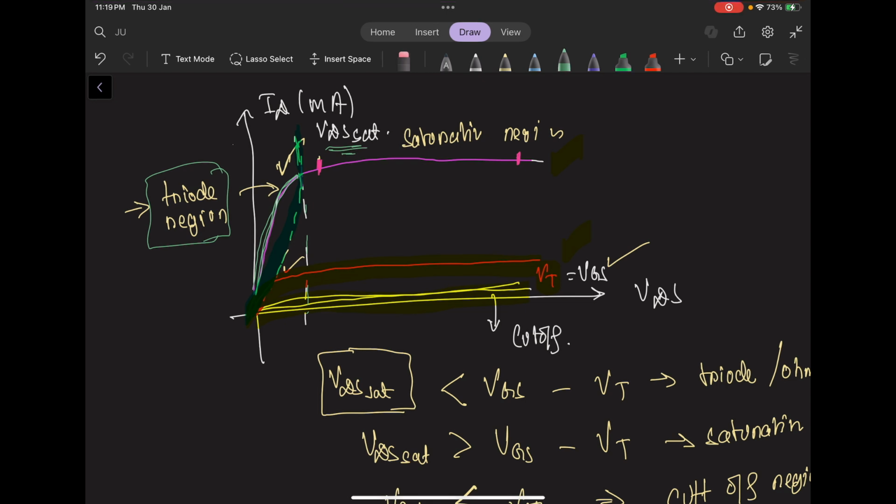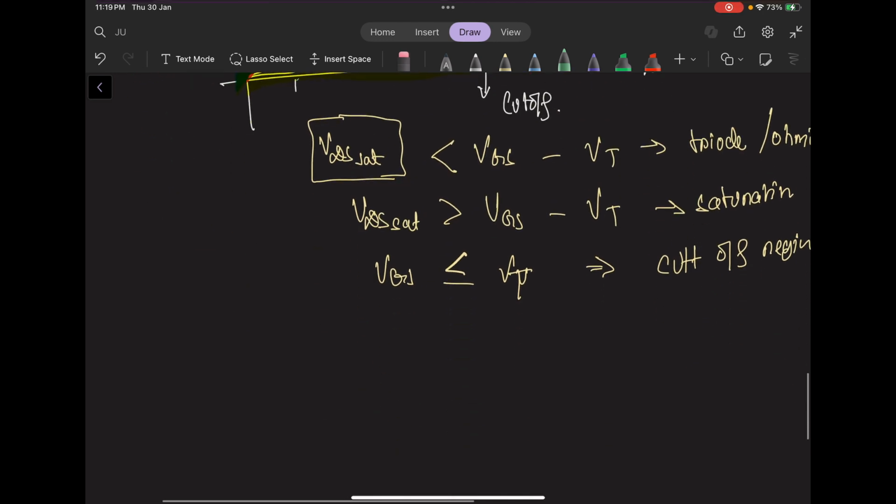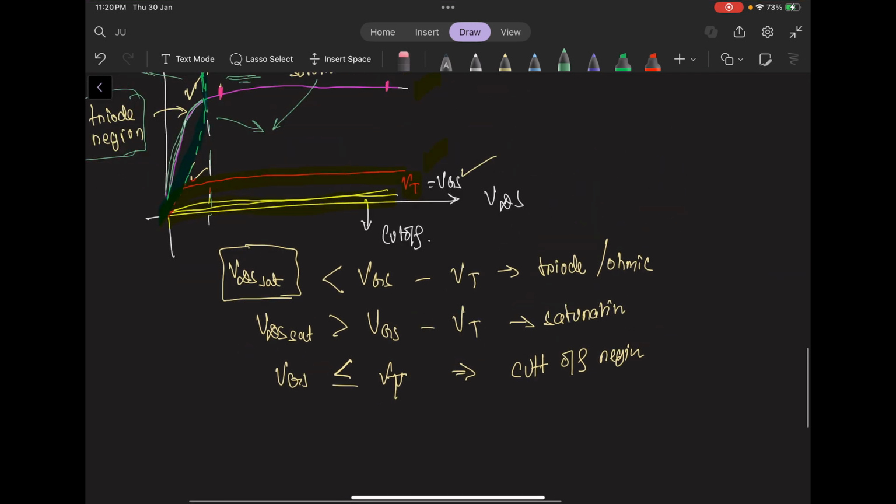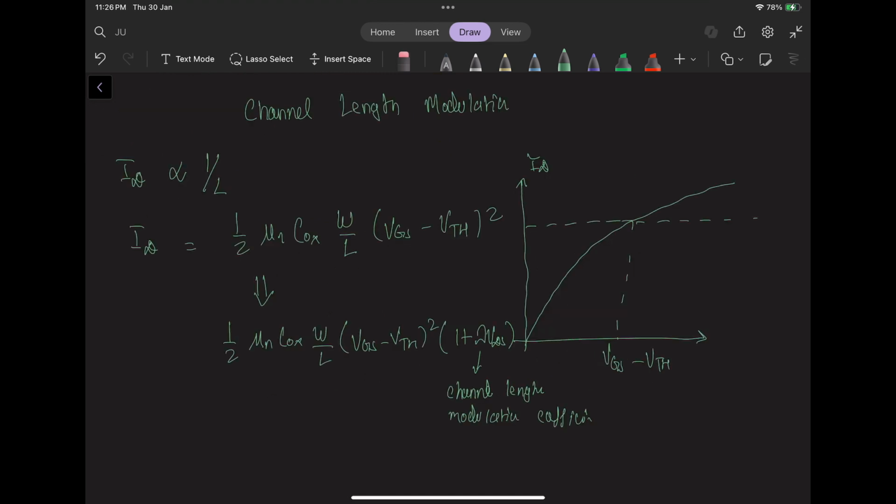Towards the left of this curve is what we know as the triode region, and towards the right of this curve is what we know as the saturation region. This is how you can easily remember which is the triode or ohmic region and which is the saturation region. And if the threshold voltage is greater than the gate to source voltage, then you will call that the cutoff region. So anything beyond the VGS equals VT curve.